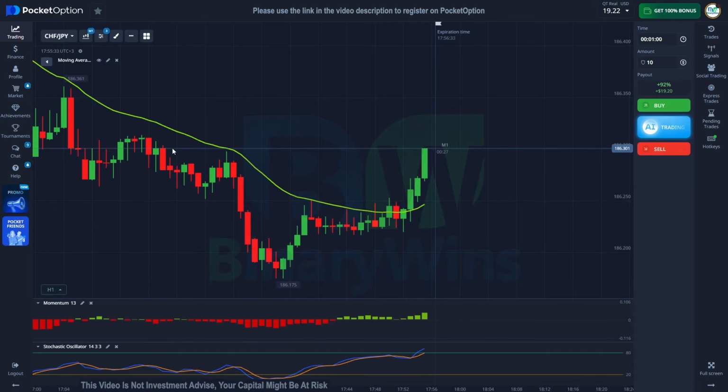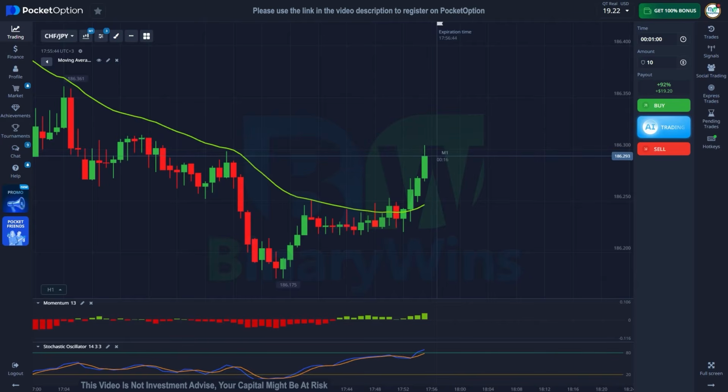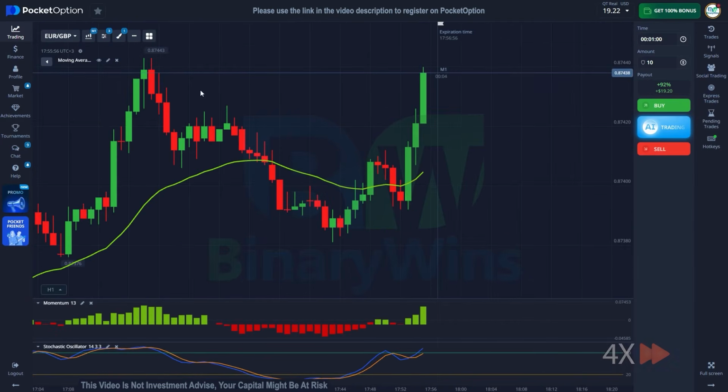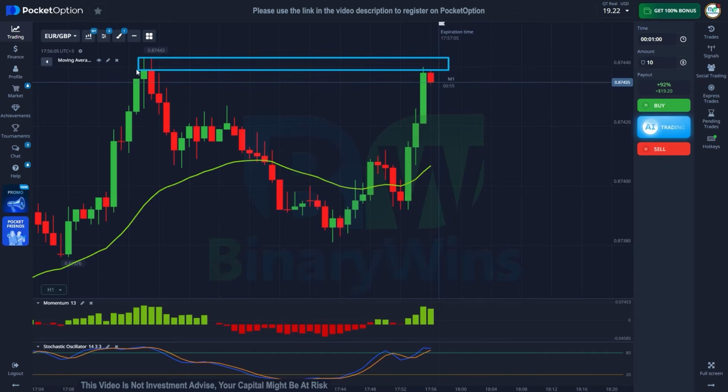Look, we have the level on the left side. There is a possibility of the candles returning from the level. Also, here we have a strong level that can cause the next candle to return. So I emphasize that you should pay attention to the levels on the left.